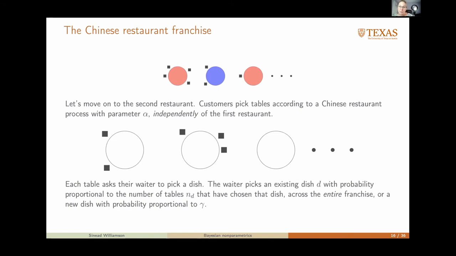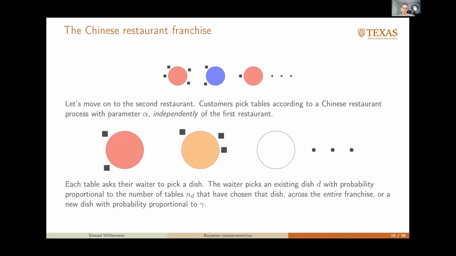Okay, so someone's asked, tables are words in this analogy. So tables are actually topics in this analogy. So if we carry the analogy through to the final decision, we could imagine that each customer at a table picks a word from that topic. At that point, the analogy gets a little convoluted. So the colors of the tables are the topics. Okay, so let's say this waiter gives a red dish for the first one. And then for the second one, it's going to take a red dish with probability proportional to three, a blue dish with probability proportional to one, a new dish with probability proportional to gamma. Let's say he picks a new dish.